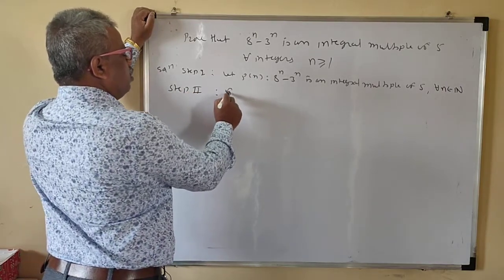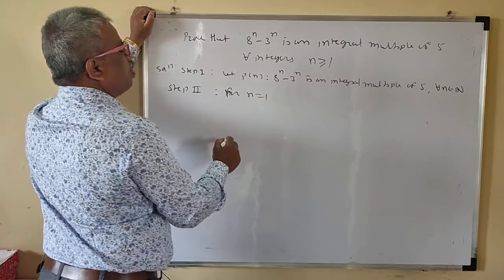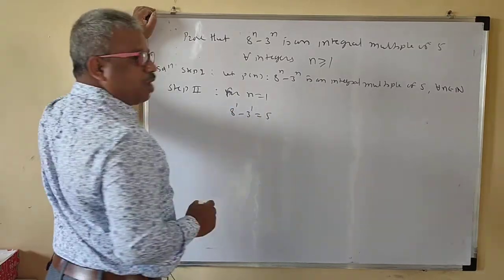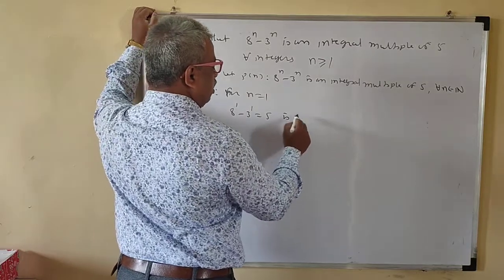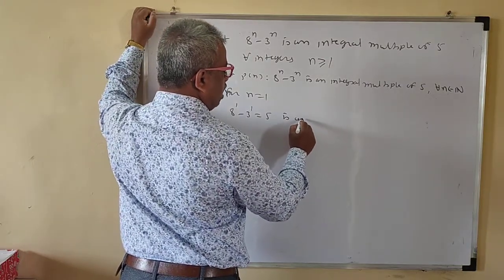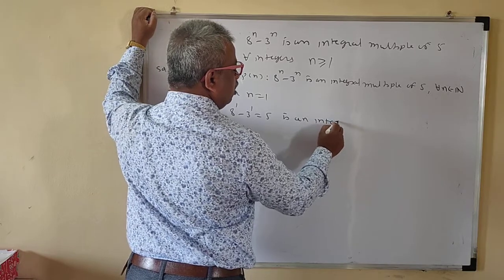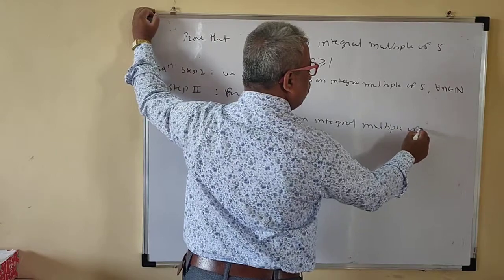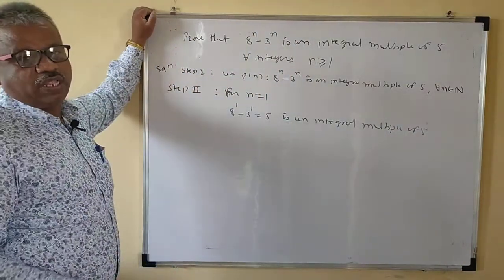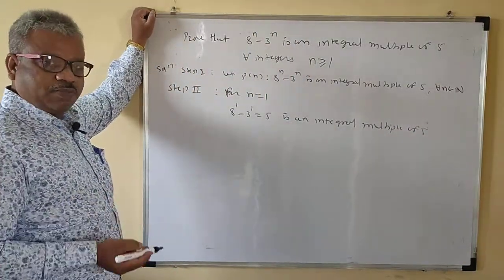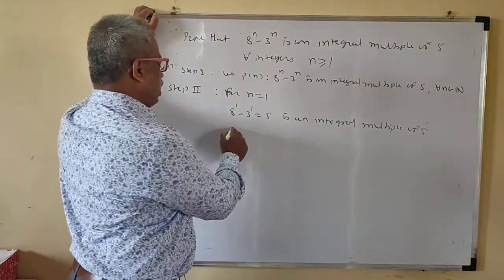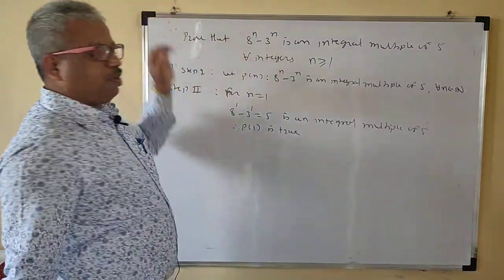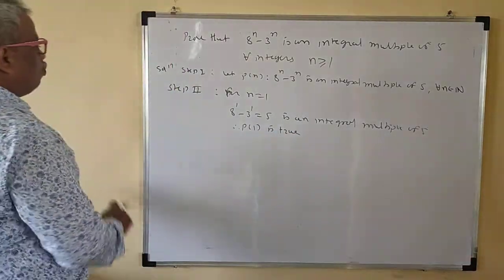For n is equal to 1, 8 to the power 1 minus 3 to the power 1 is equal to 5, right? This is an integral multiple of 5, because this 5 is nothing but 5 into 1, and 1 is an integer, so 5 is a multiple of 5. Therefore P1 is true. Now step 3.